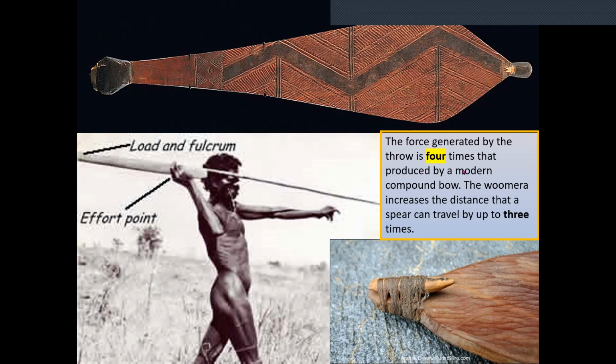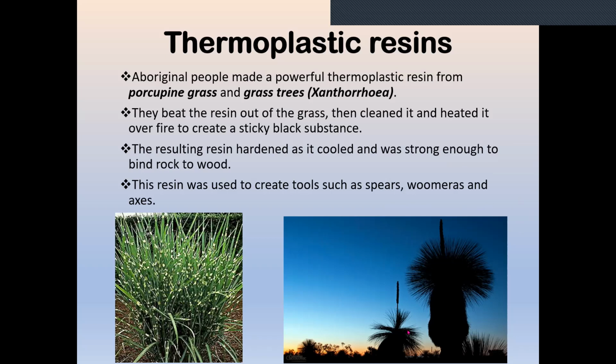It says here the force generated by the throw is 4 times that used by a modern compound bow. The woomera increases the distance that a spear can travel by up to 3 times. So their technology was just fantastic. They had a lot of time to devise it, but when they got it, they did it.